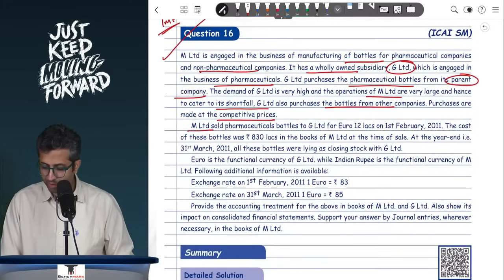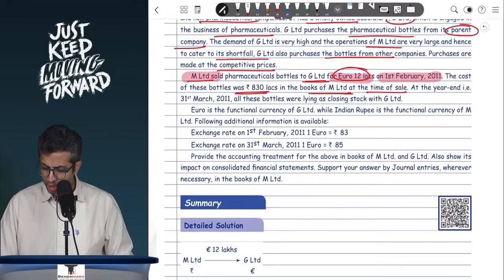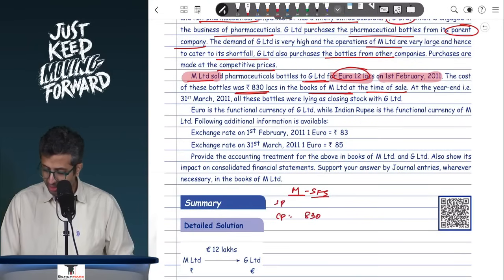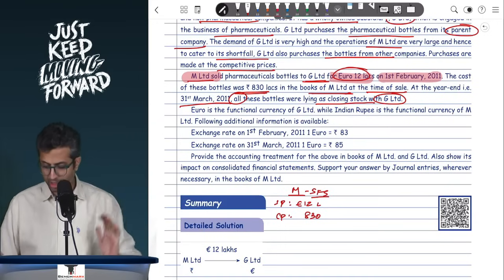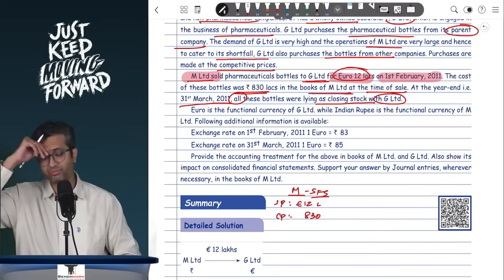M sold bottles to G for 12 lakh euros. M is selling at 12 lakh euros on 1st of February 2011. The cost of these bottles was rupees 830 lakhs in the books of M at the time of sale. So if I look at M's SFS, you will have these bottles which are having a cost price of 830. But the selling price over here is 12 lakh euros. At the year end, 31st March 11, all of these bottles were lying as closing stock of G. So in the books of G, these bottles will be lying as unsold, maybe at whatever is the balance.